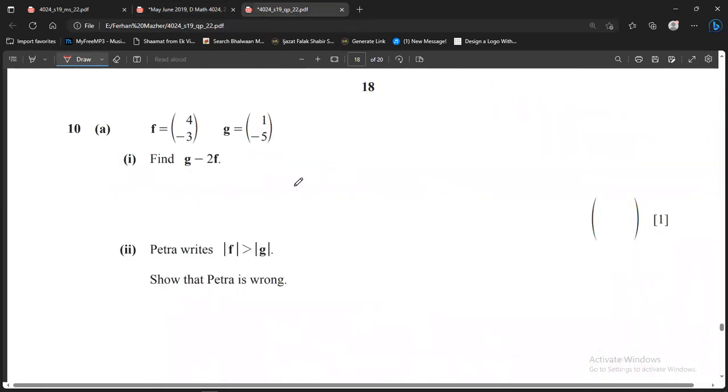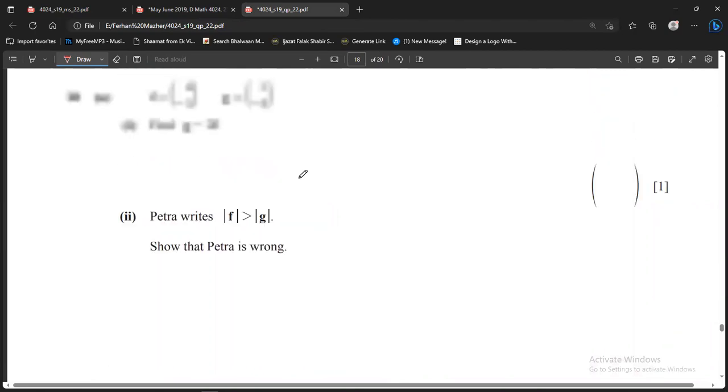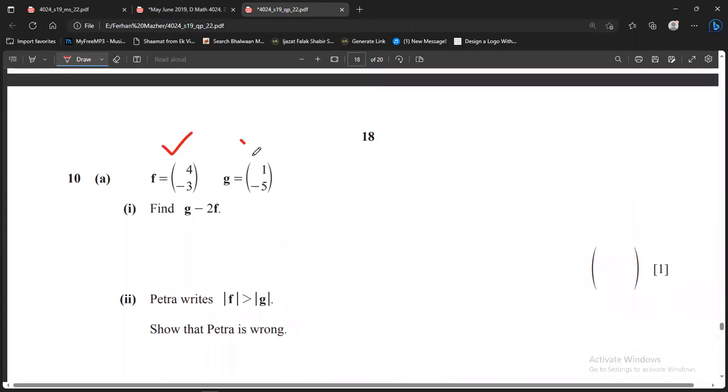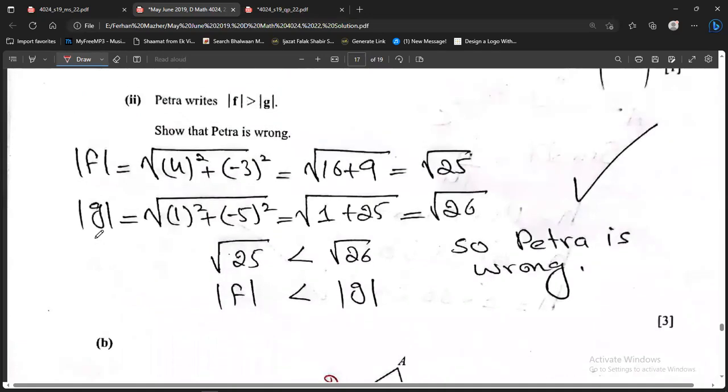And then he says, Petra writes that the magnitude of F is greater than the magnitude of G. Show that Petra is wrong. So we will find the magnitude of F, we will find the magnitude of G, and then we will see which one is greater. The magnitude of F is the square root of x square plus y square. So 4 square plus minus 3 whole square equals 16 plus 9, which is 25, and square root on it. And the magnitude of G will be 1 square plus minus 5 whole square under the root, which is 1 plus 25, so under root 26.